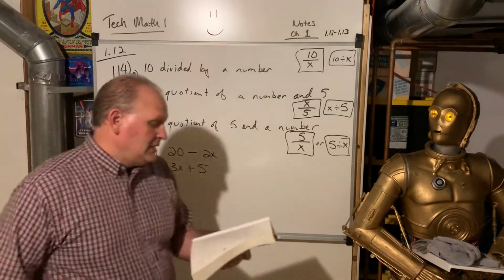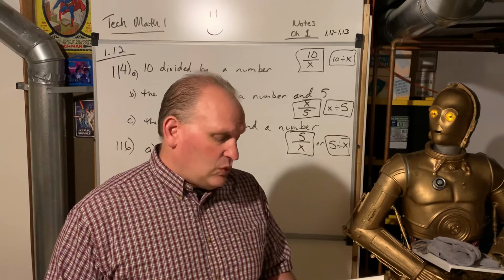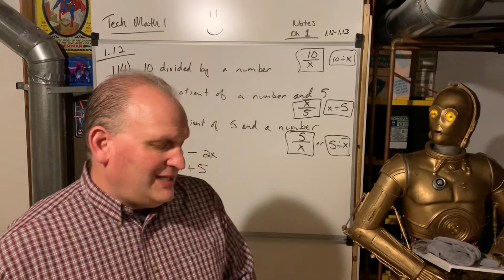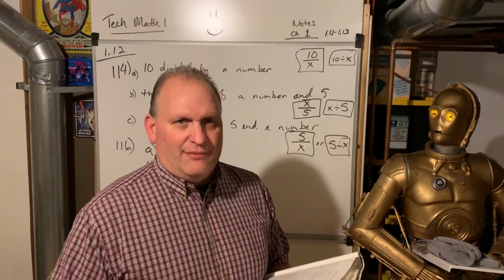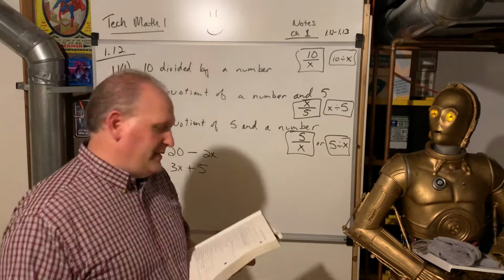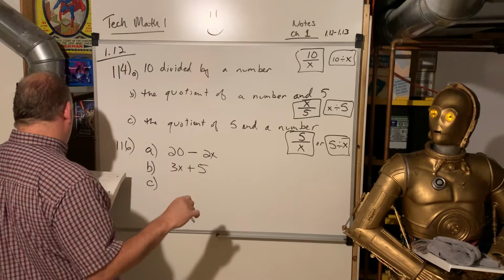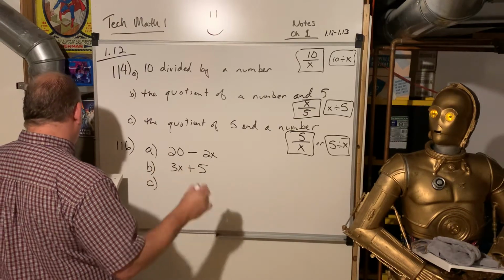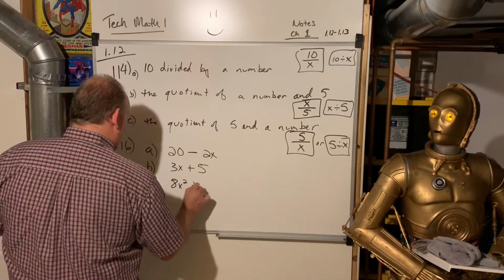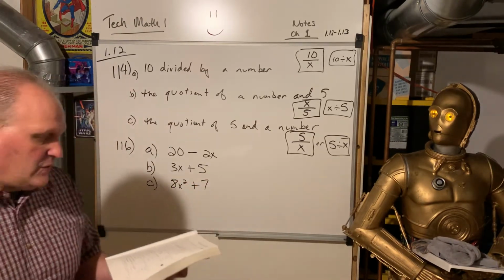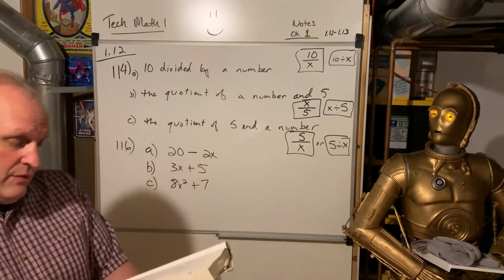All right? C, 7 more than 8 times the square of a number. So that's weird when they say it like that, the square of a number. You could say it easier by saying the number squared. But they're saying the square of a number. I don't know why. That is not to be confused with square root. That's different. So 7 more than 8 times the square of a number. So 8x squared plus 7, or 7 plus 8x squared. It doesn't matter which one you write first when it's addition or multiplication.